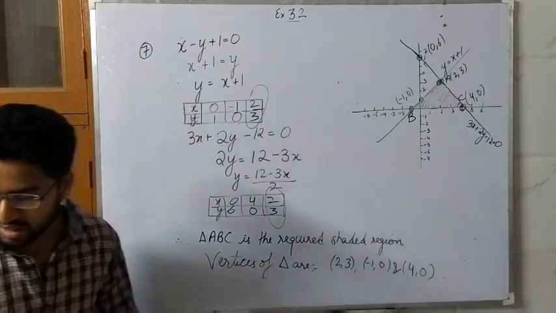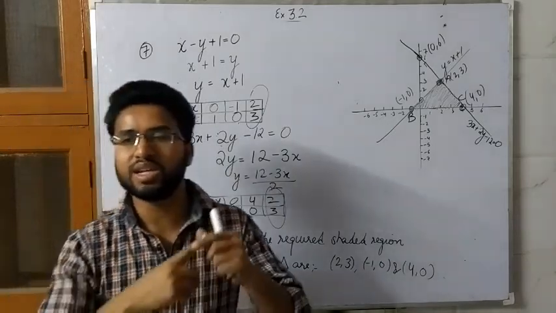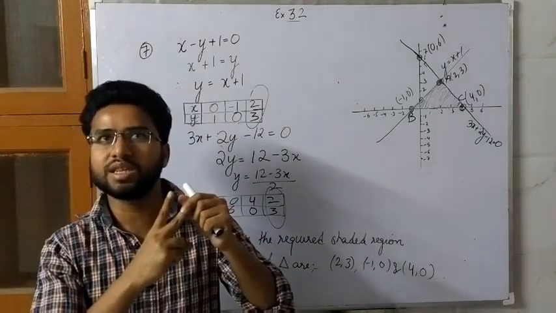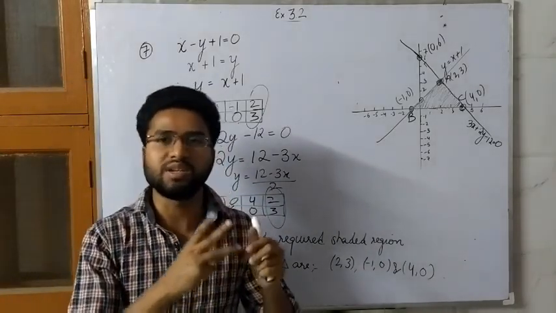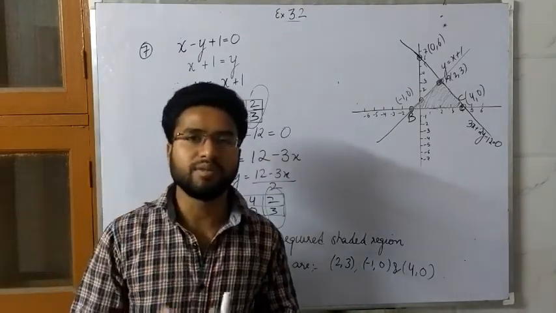Okay. With this, this exercise gets over. Right, now we are left with the three important topics, that is substitution method, elimination method, and cross multiplication method. One by one we will be discussing these in our upcoming videos.